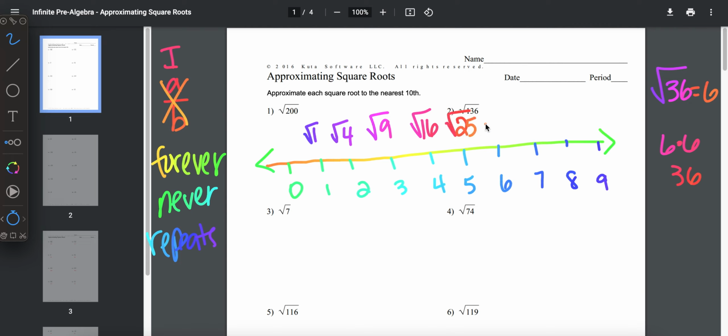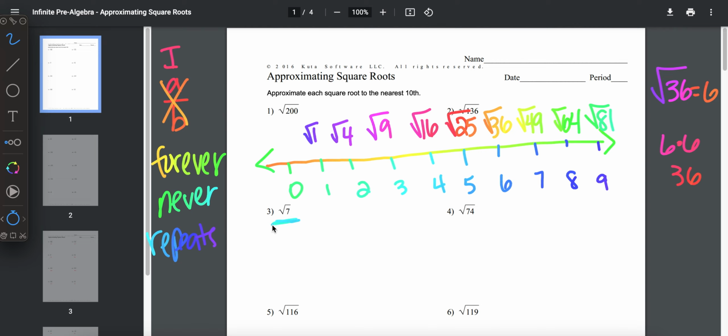So this would be square root of 25. This would be square root of 36. This would be square root of 49, square root of 64, and square root of 81. So now I have this nice little number line that I can now estimate.